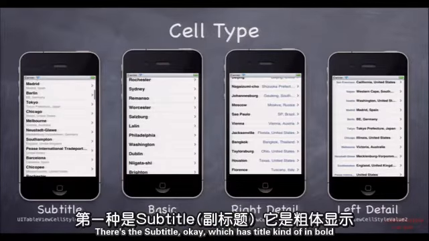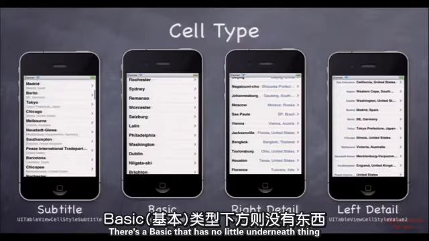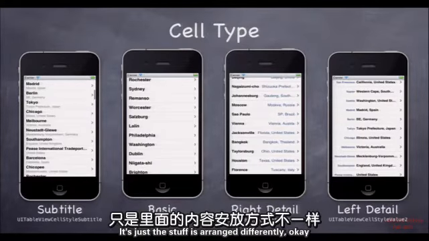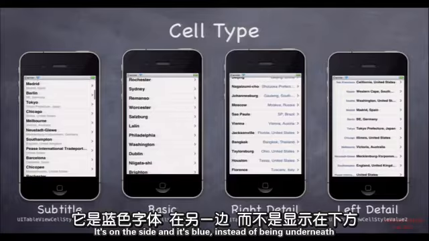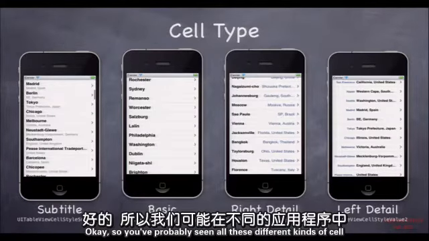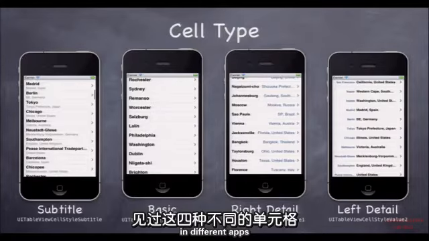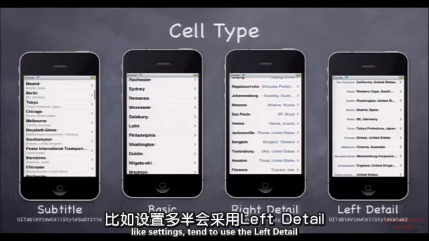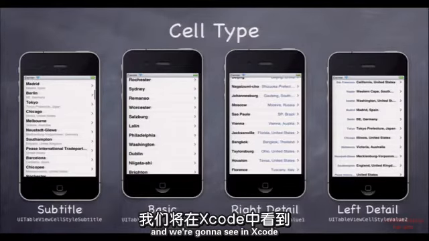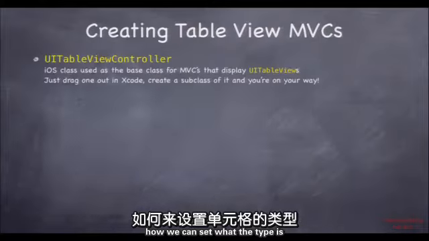There's the subtitle, okay, which has a title kind of in bold and then a little gray subtitle underneath. There's basic that has no little underneath thing. There's right detail, which is the same as the subtitle. It's just the stuff is arranged differently. Okay, it's on the side and it's blue instead of being underneath. And then left detail, same thing, but they're swapped around. Okay, so you've probably seen all these different kinds of cells in different apps, like settings tend to use the left detail, and most other kind of just generic lists tend to use the subtitle mode. And we're going to see in Xcode how we can set what the type is.